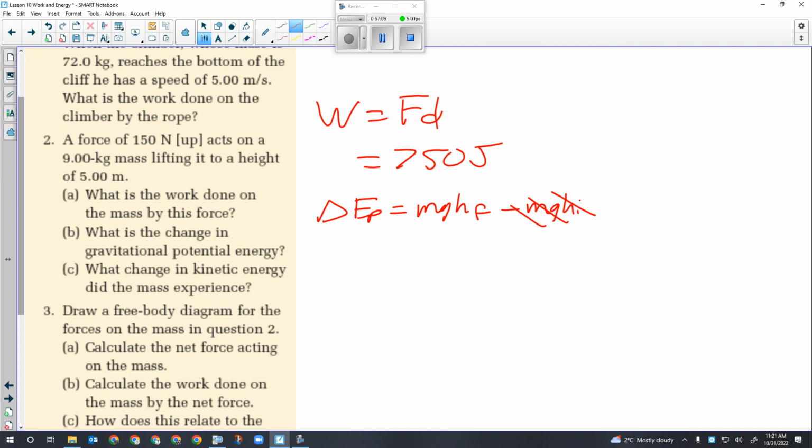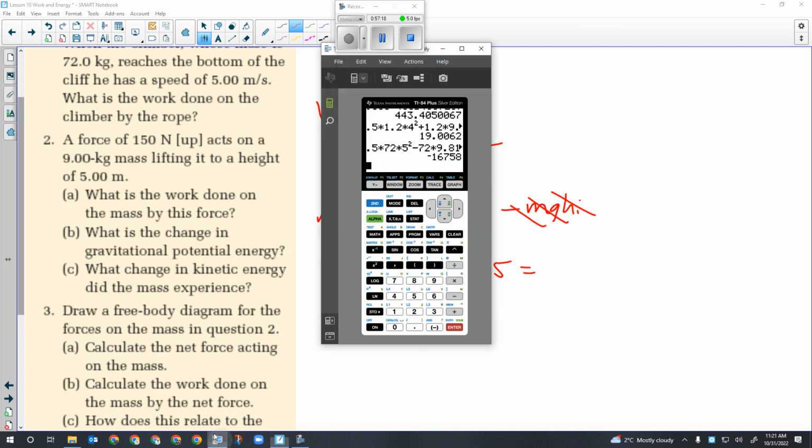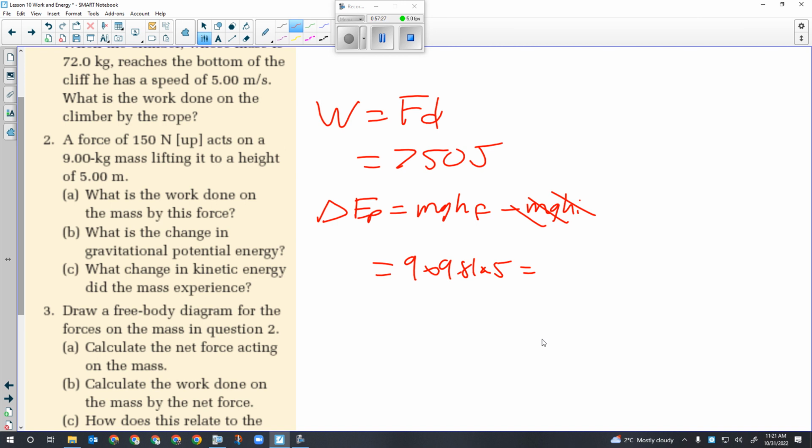And then to calculate the change in gravitational potential energy, I just take 9 kilograms times 9.81 times 5 meters, because that's the height it was lifted to. So 9 times 9.81 times 5 is 441.45 joules. So I did 750 joules worth of work, but only 441 of it was necessary to change the potential energy. What did the rest do?